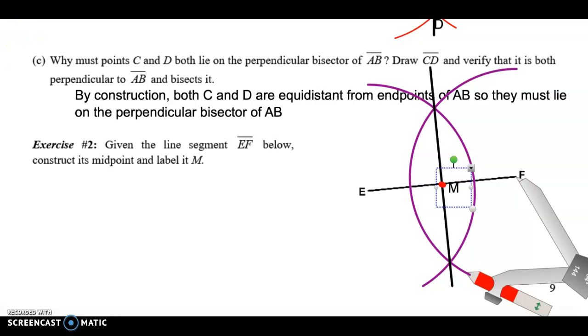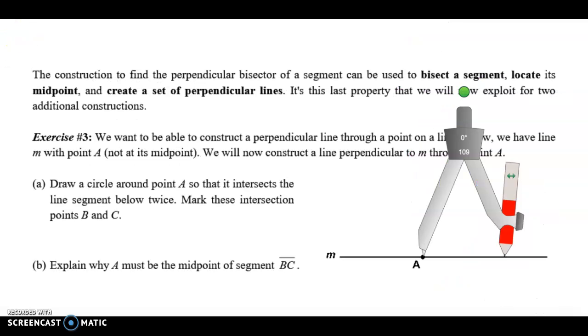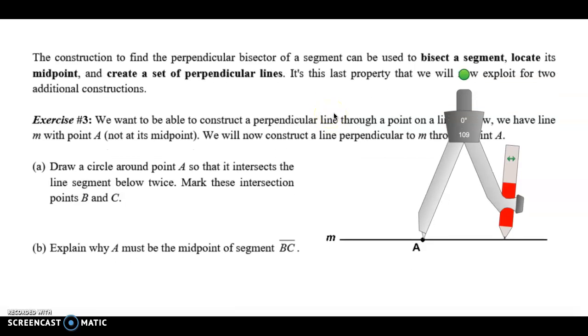Sometimes I just want a perpendicular line. So if we're looking at this next page, we want to be able to construct a perpendicular line through a point on a line. Okay, and then I'm also going to construct a perpendicular line from a point not on a line. So exercise 3, I'm going to construct a perpendicular line not at its midpoint, so it's not a bisector, it's just a perpendicular line.